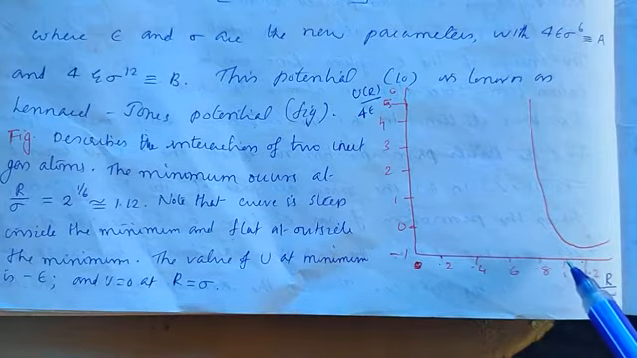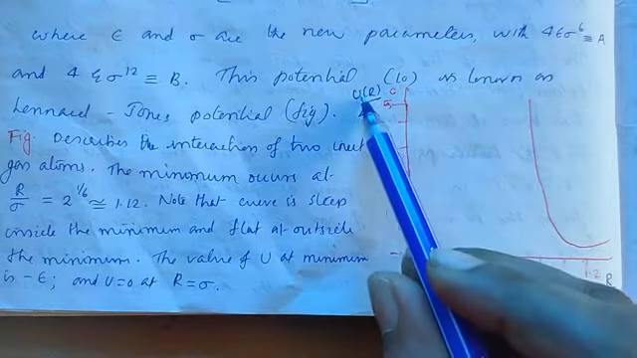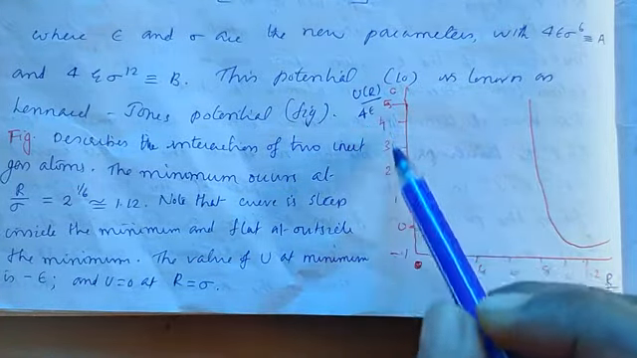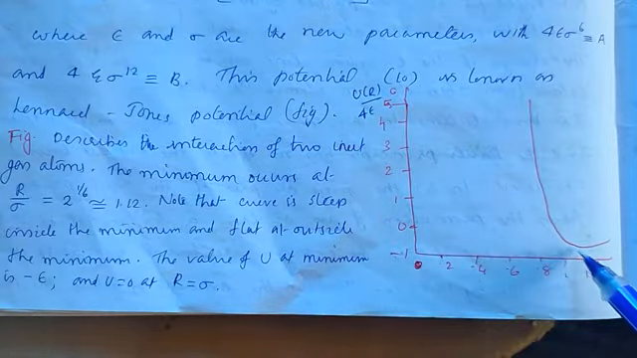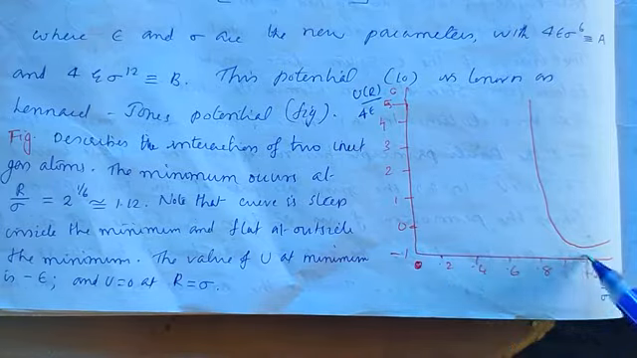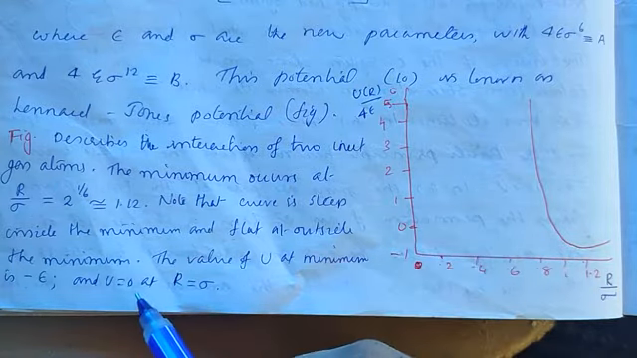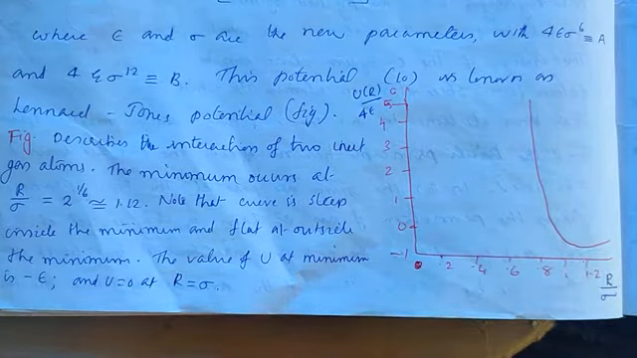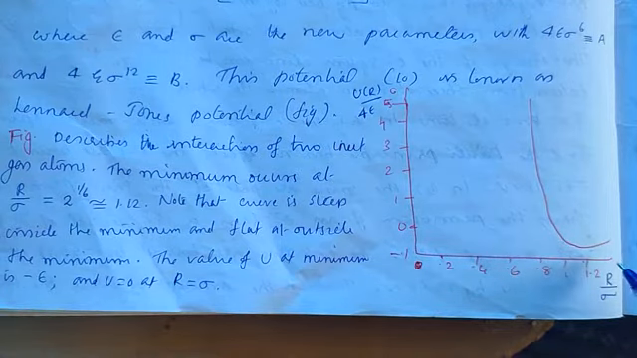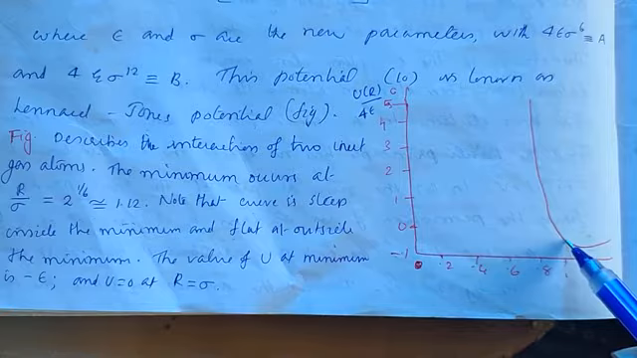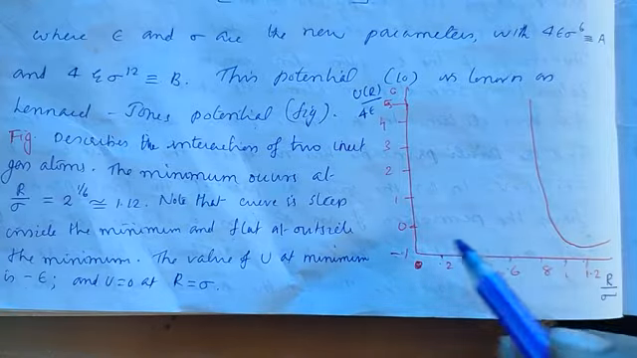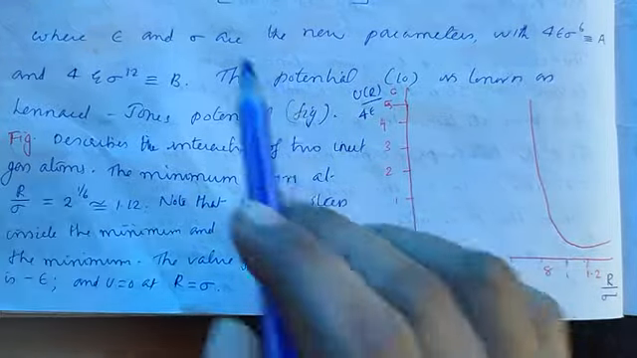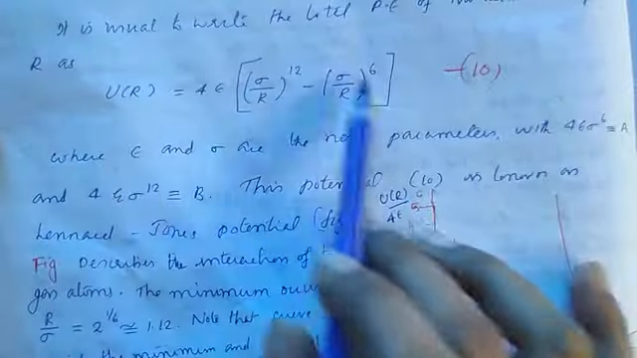This is U by 4 epsilon on the y-axis. So the value of U at the minimum is a negative value. Okay, and U is equal to 0 at R equal to sigma. R equal to sigma means R by sigma is 1, and at 1 this will have a value of 0, which is quite clear from this expression also.